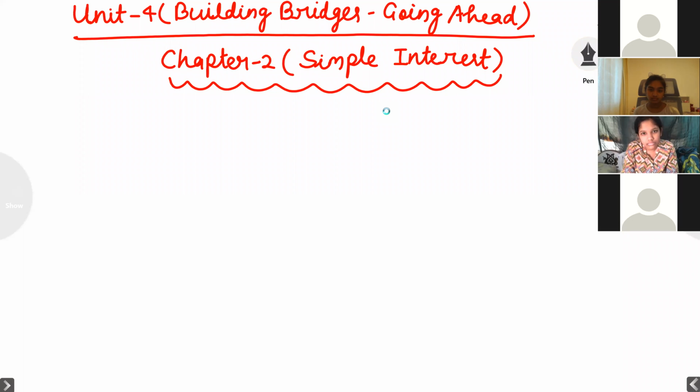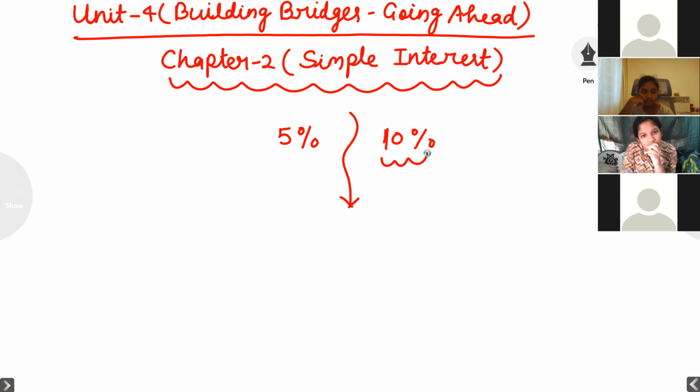The bank person says, I am ready to give a loan to you, but I want to charge 5% interest, or 10% interest. What is the meaning of 5%? For every 100 rupees, bank people will charge 5 rupees. That is called 5%. What is the meaning of 10%? For every 100 rupees, bank people will charge 10 rupees. That is called rate of interest.